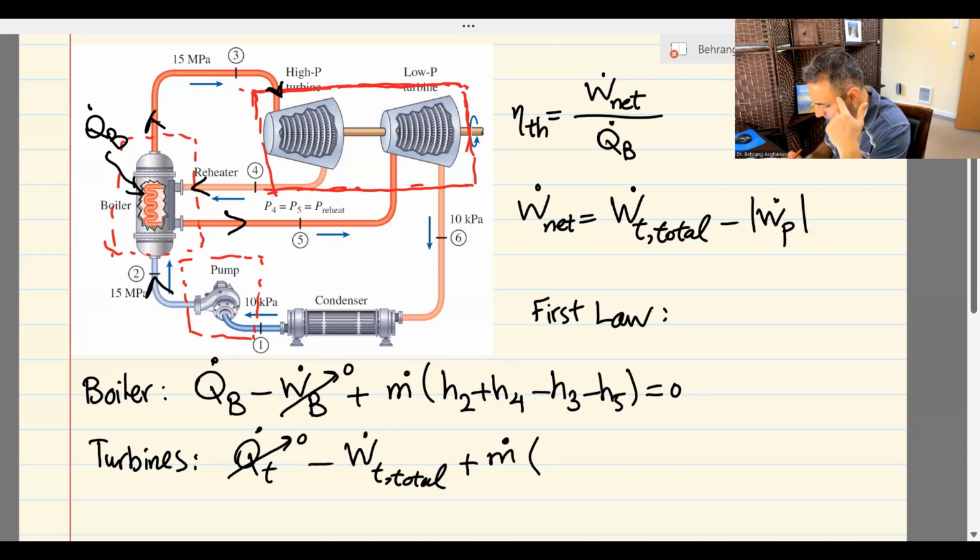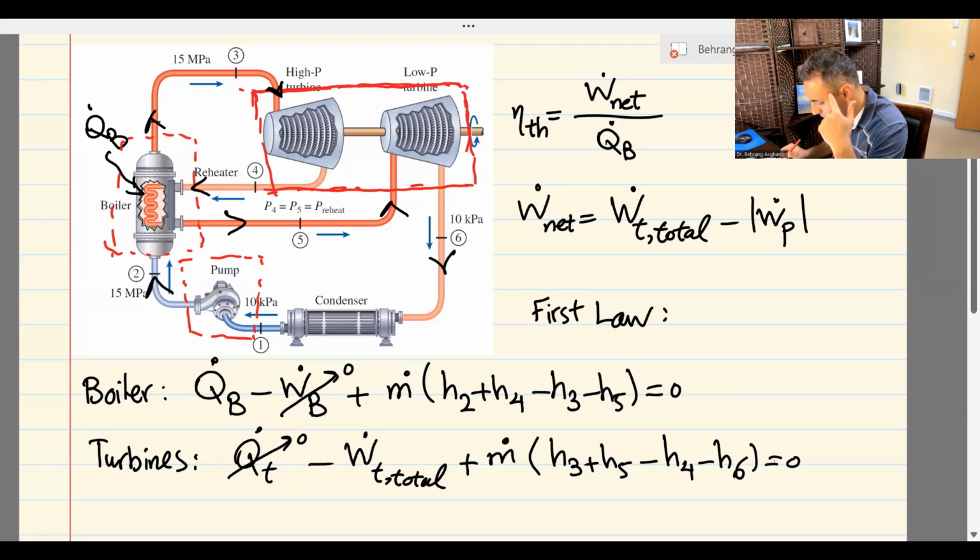What else is going in? I can see 5 is going in, crossing the boundaries of my system. So I'm going to write them: that would be H3 plus H5. These are going into the system. What is crossing the boundary and coming out is 4 and 6. So that would be minus H4 minus H6, equals 0. This is the equation that will give me the power of the turbines.